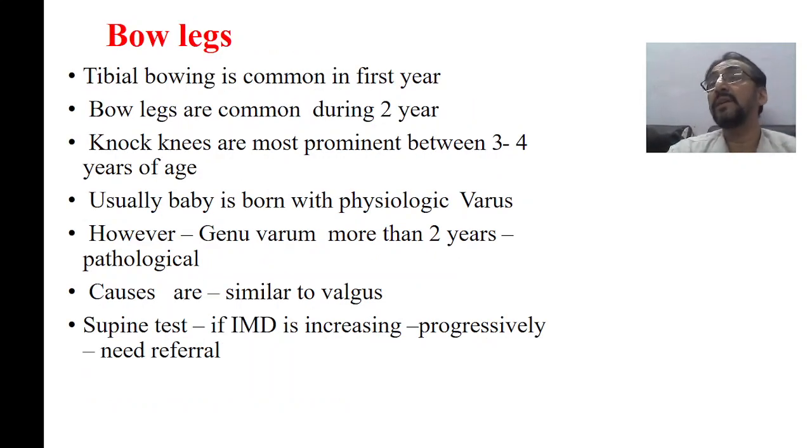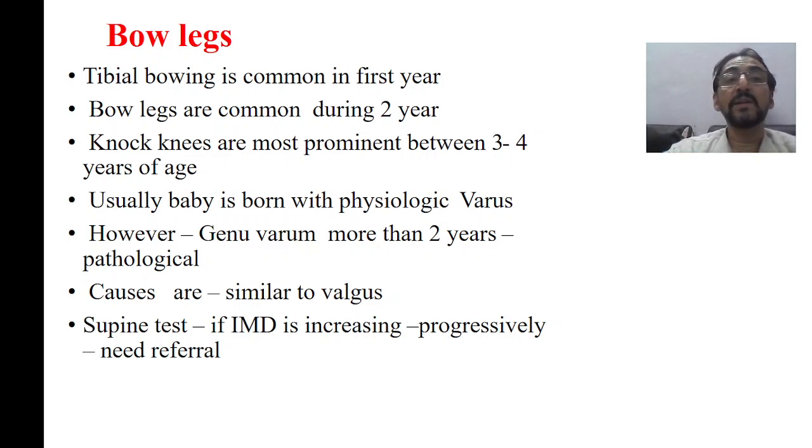Similarly, same thing if you see in case of bow legs. In case of bow legs, what actually happens is tibial bowing is common in the first year. I told that immediately after birth the child will have bow legs. That will continue up to the next 2 years. By the end of the 2 years that will get corrected by itself. If it is not corrected by that time, you have to evaluate. Usually the bowing that occurs is always tibial. The tibial bone bowing will always occur. So that is very common in the first year.